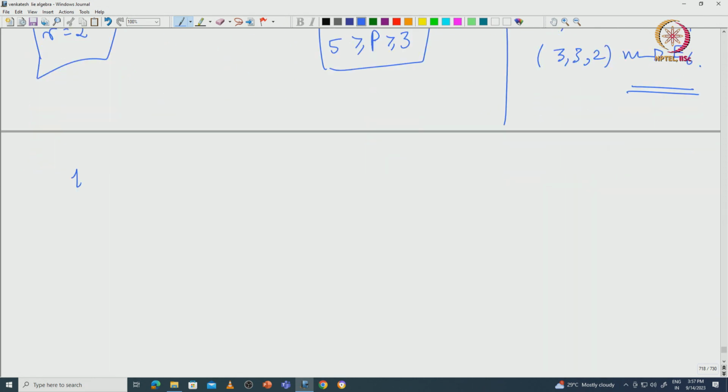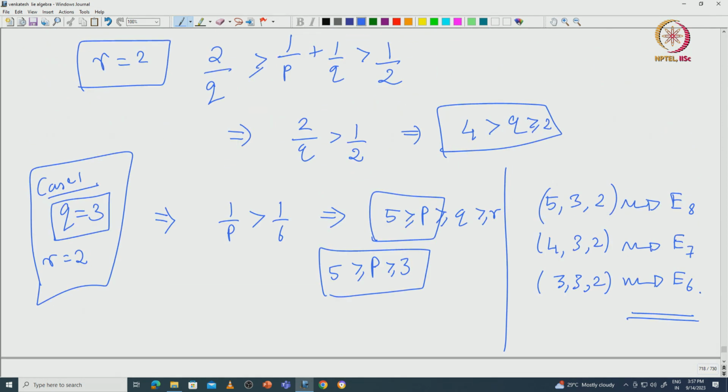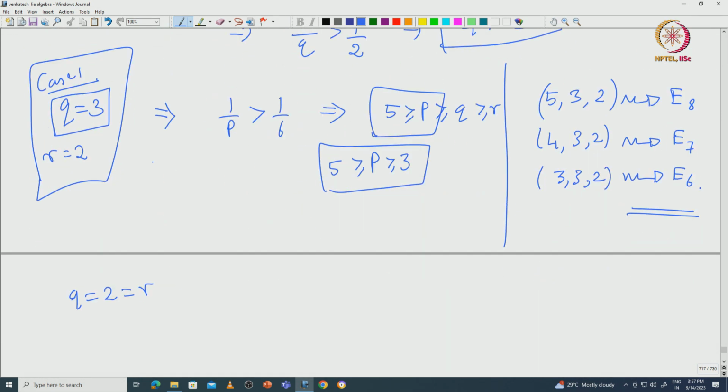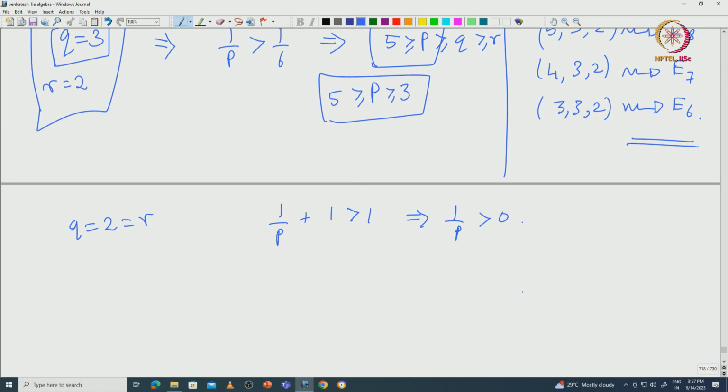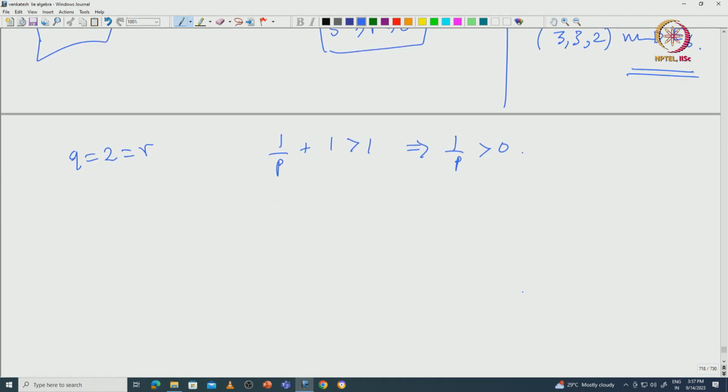So, q is 2, so then r is also 2. In this case you can go back to your inequality and see that 1 by p plus 1 will be greater than 1. So, that means 1 by p is just greater than 0, but that is true for any p. Again p has to be at least 2. So, that is the only condition. That implies you can have p greater than or equal to 2, arbitrary.